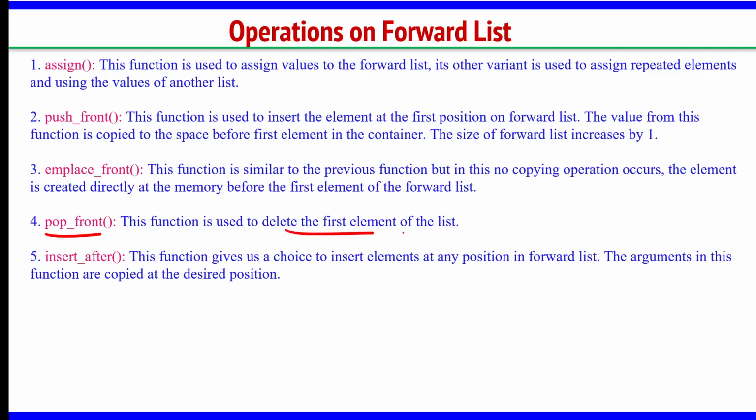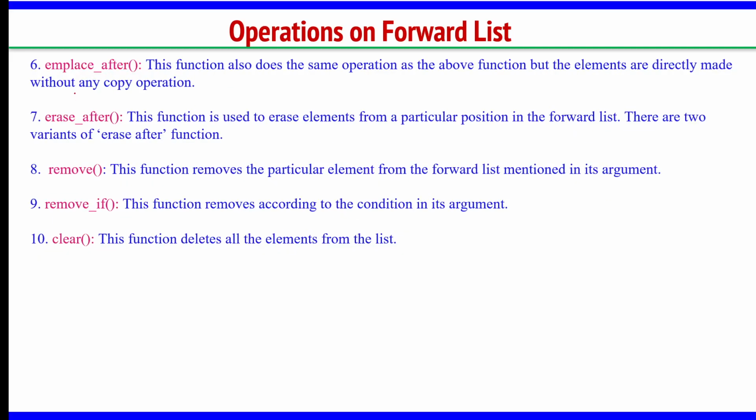Next, pop front deletes the first element. Insert after: this function gives us a choice to insert elements at any position in the forward list. Wherever you want to insert an element, you give that index, and after that position it will insert the element. Next, emplace after, same thing: it will also insert an element into the list at any given location. Erase after deletes the element after a particular position. Remove removes elements based on some condition. Clear deletes all the elements from the list.